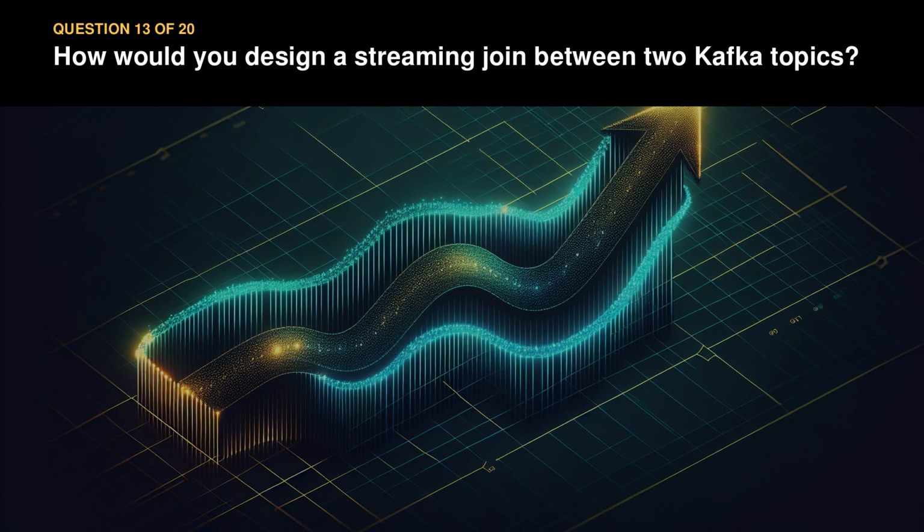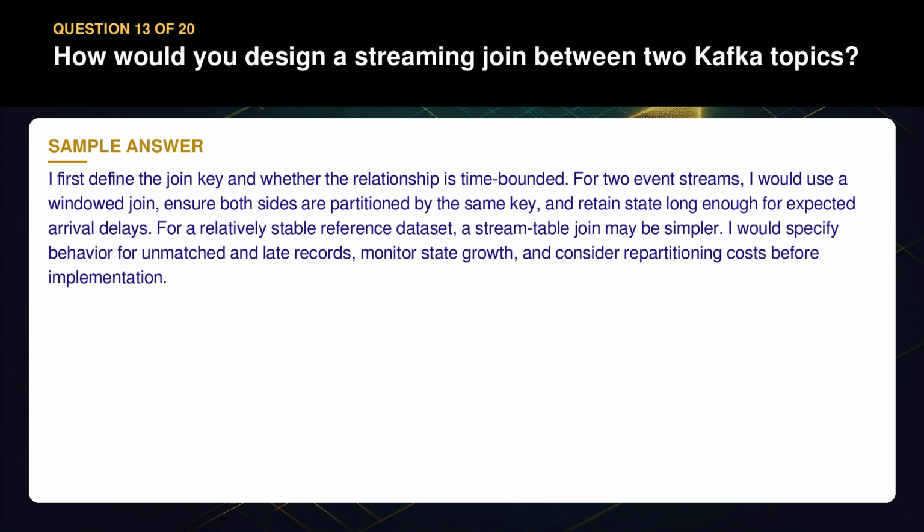Question 13. How would you design a streaming join between two Kafka topics? I first define the join key and whether the relationship is time-bounded. For two event streams, I would use a windowed join, ensure both sides are partitioned by the same key, and retain state long enough for expected arrival delays.